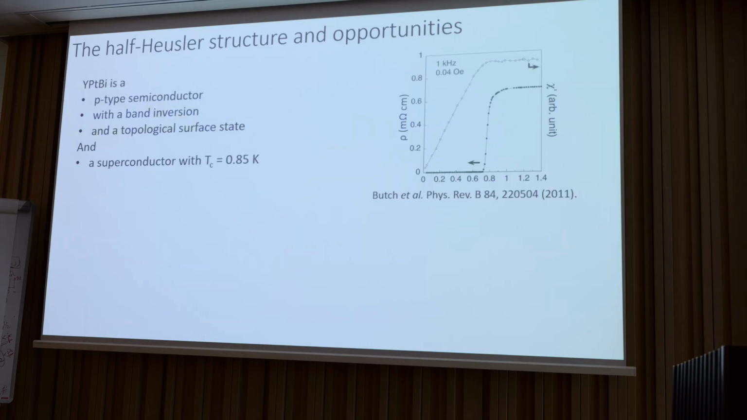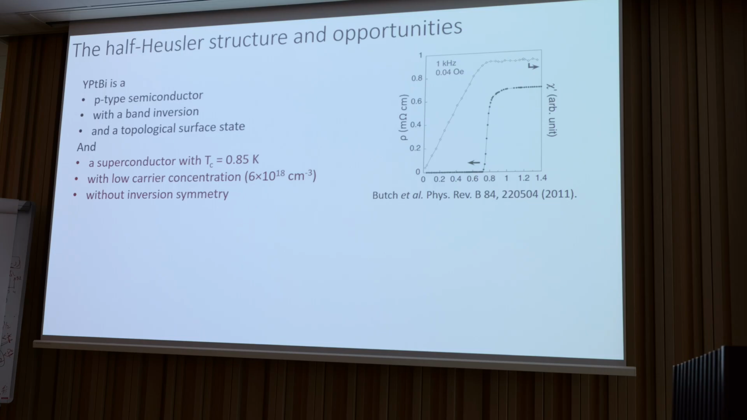Okay, so yttrium platinum bismuth is a p-type semiconductor. It has this band inversion and a topological surface state, but it is also a bulk superconductor with a low critical temperature of about 0.85 Kelvin. You can see here the transition. This is the resistivity, and here is the mutual inductance. And this is a very interesting case because the carrier density here is very low, and it's in fact one of the lowest, one of the most dilute 3D superconductors that we know of.